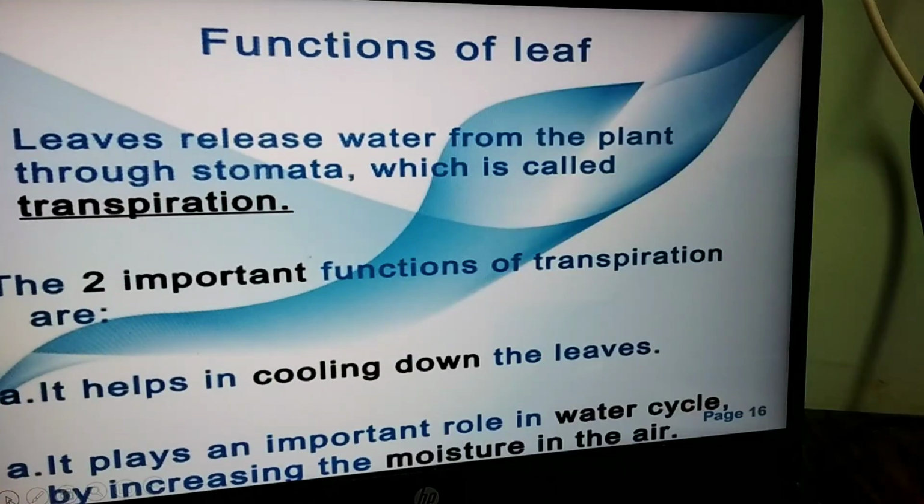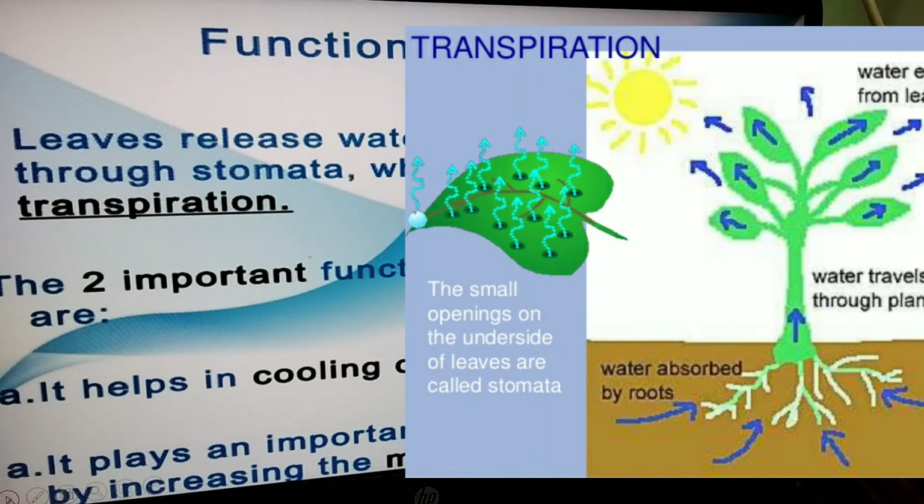Some other functions of leaves are: leaves release water from the plant through stomata, which is called transpiration. The two important functions of transpiration are: it helps in cooling down leaves, and it plays an important role in the water cycle by increasing the moisture in the air. So leaves give out excess water in the form of water vapor. This process is called transpiration.